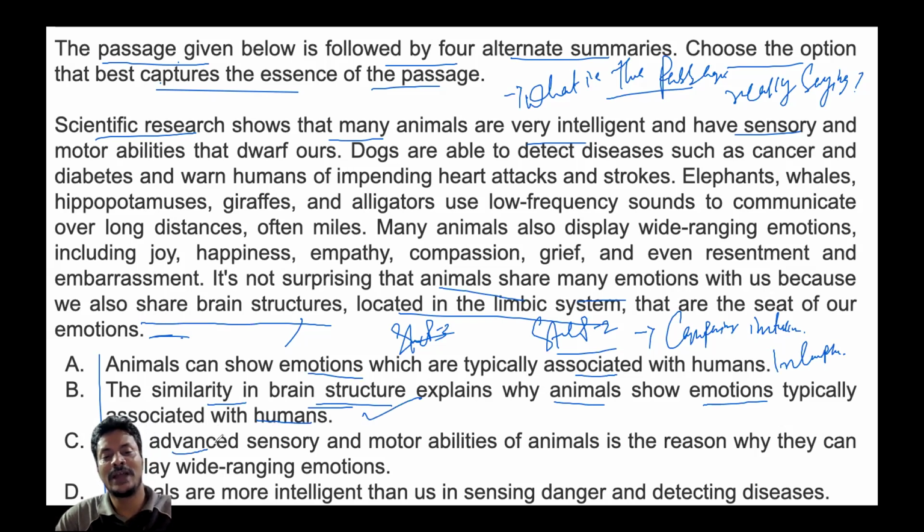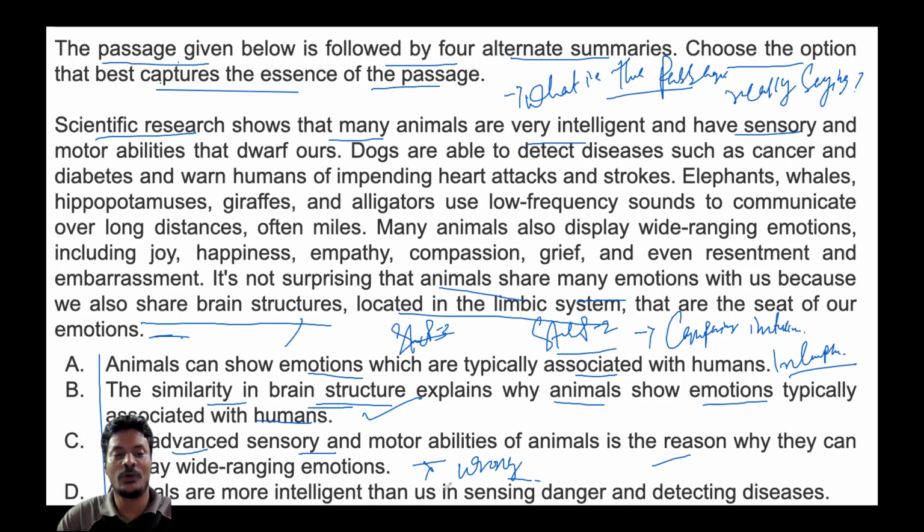So third, the advanced sensory and motor abilities of animals is the reason why they can display wide-ranging emotions. If you talk about option C, animal sensory and motor abilities are the reason for their emotions, which is completely wrong, right? So the first one is incomplete, and this one is completely wrong. The passage says emotions come from the brain, not from sensors. So that is why it is wrong.